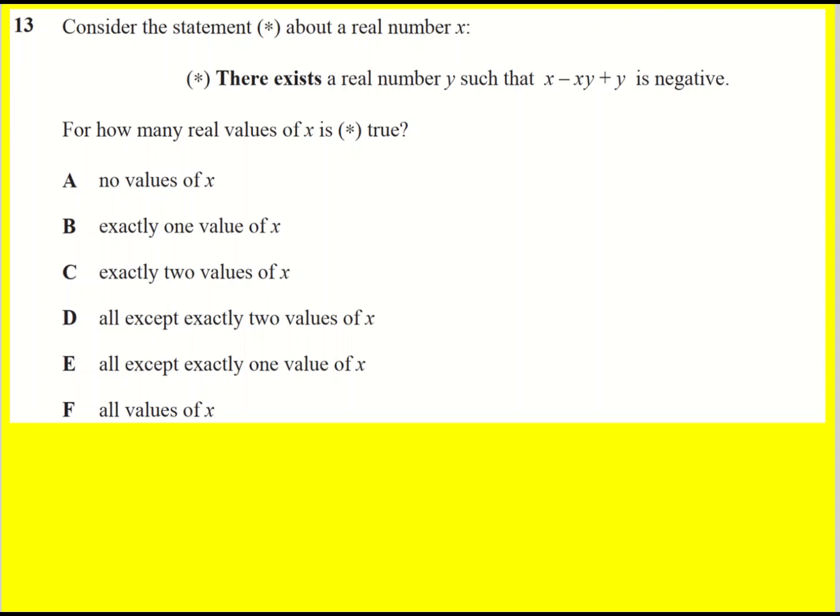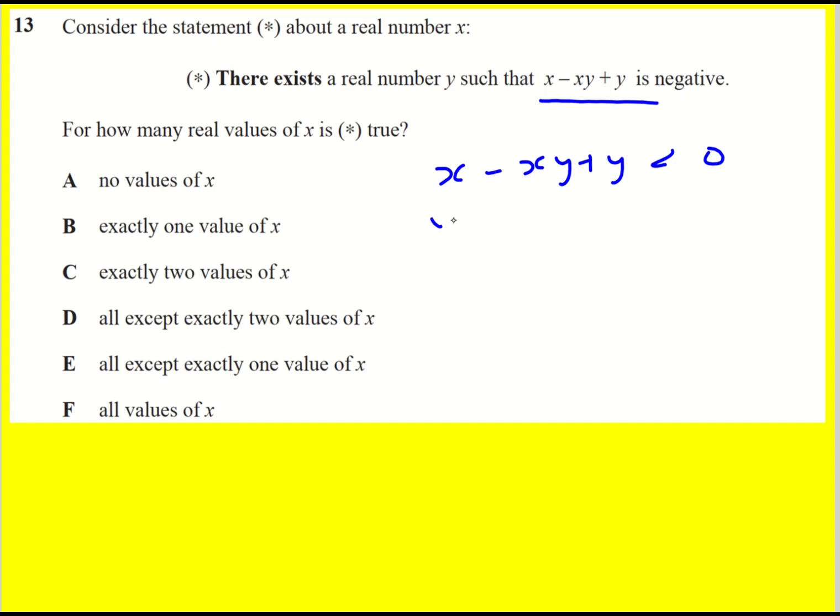This statement says there exists a real number y such that this is negative. But for how many real values of x is that statement true? So I want x minus xy plus y to be less than 0. And therefore, I decided to start with that and try to get y in terms of x, so I could pick a y that would work.